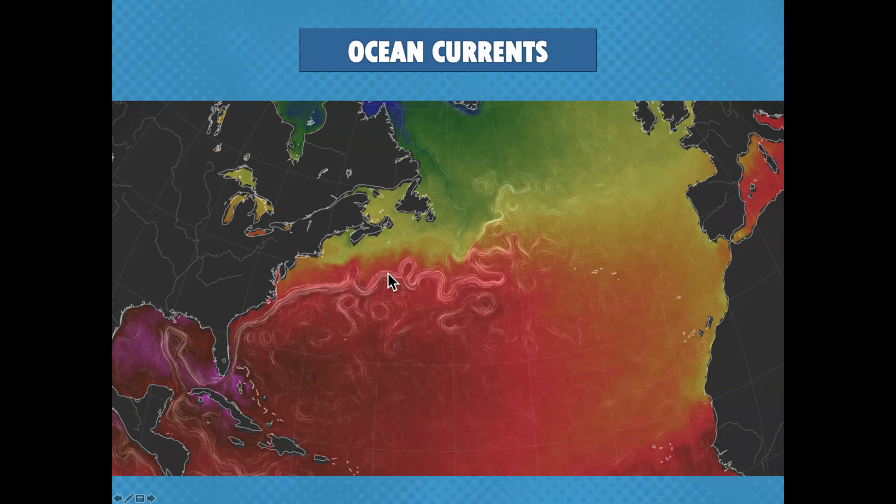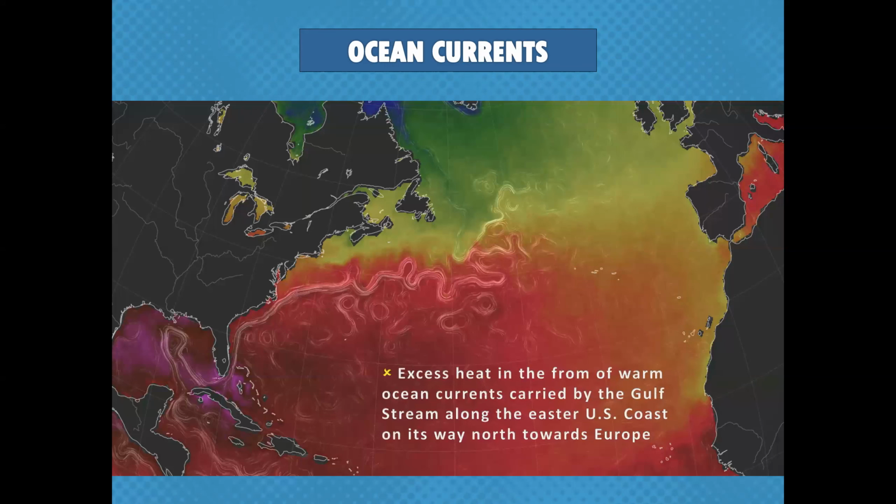Here's the actual Gulf Stream. Notice how it takes water all the way towards Europe. And this is eventually fuel for things like hurricanes and tropical cyclones. So the point here is that excess heat in the form of warm water is carried by the Gulf Stream along the eastern United States on its way north towards Europe.